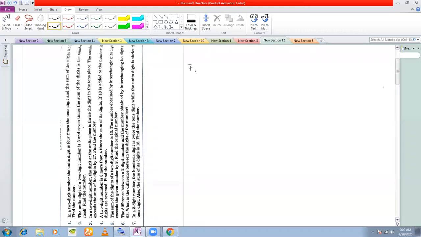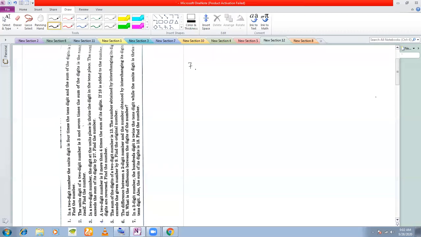Also, the sum of its digits is 18. If you add up the 3 digits, the sum is 18. The question is, find the number. Now you see that the hundredths digit here is related to the tens digit. The units digit is also related to the tens digit.